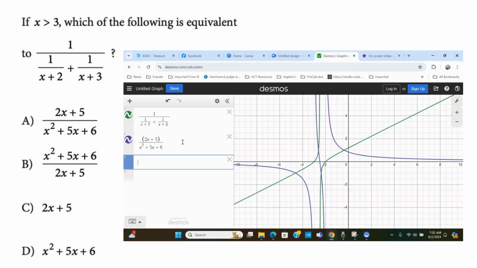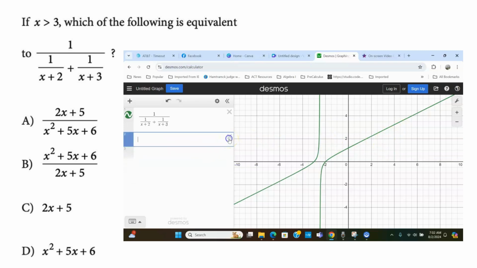Okay, so we can see on there we have the green graph and the blue graph, and when x is greater than 3, they're not the same. So that means we can eliminate that choice. So A is out.